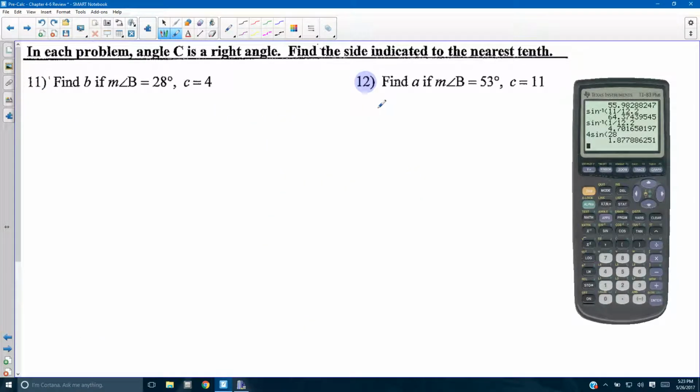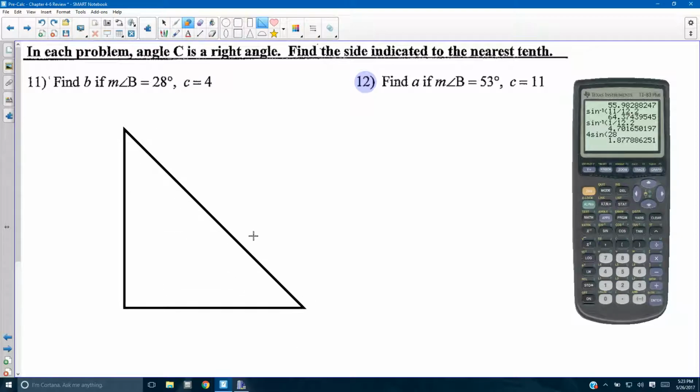Number 12, we're going to find side length A, given angle B and side length C. Given kind of the same drawing here with ABC, B is down here at 53, C is 11, and A is opposite angle A. So if I know angle B, I'm going to find side A, which is adjacent to it, and I know the hypotenuse, so I'm now going to be using cosine.